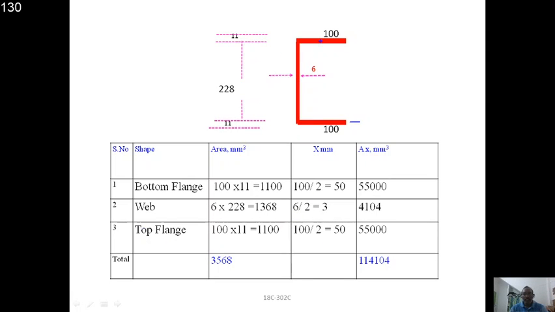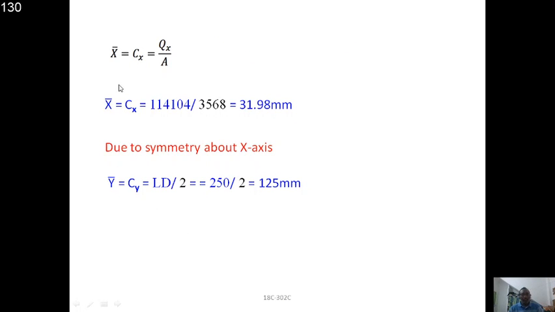And the top flange is also the same as the bottom flange with respect to the x origin. Therefore both will be the same. Then multiply, and you will get the values of ax, that is nothing but qx. So by summation, solve for the x bar value. It is given as around 31.98 mm, and y bar we have already calculated, it is 125 mm because of symmetry about the axis parallel to the x axis.